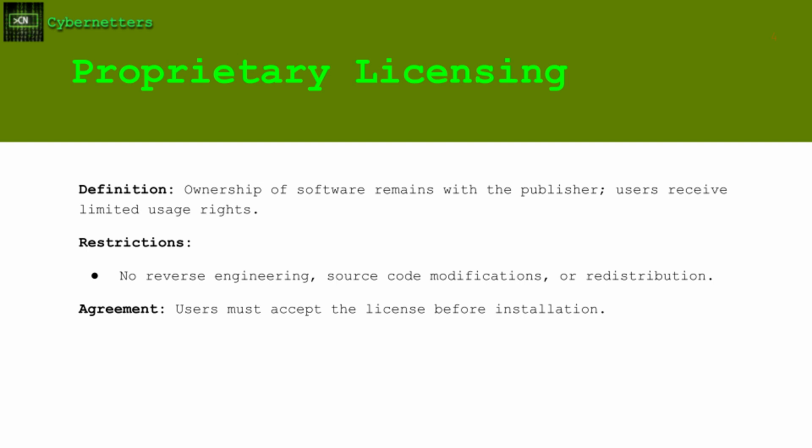So think of it like renting a house. You can live there, but you can't knock down the walls, change the paint, or sublease it to someone else. The landlord, or in this case, the software publisher, makes the rules. Why do you think companies limit what you can do with proprietary software? And how do you think this impacts innovation or creativity?